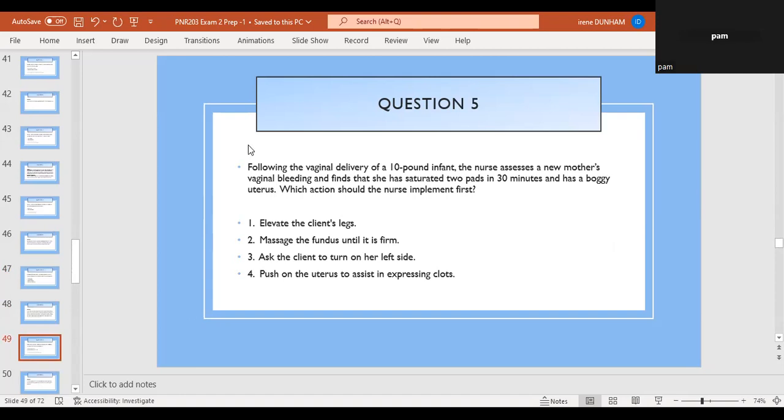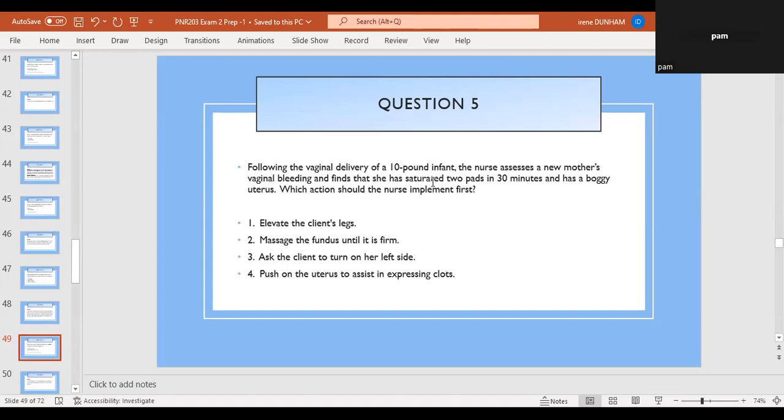Okay. Now, the next question. Following the vaginal delivery of a 10-pound infant, the nurse assesses a new mother's vaginal bleeding and finds that she has now saturated 2 pads in 30 minutes. Remember those pads I showed you a picture of? And now she has a boggy uterus. Not good. She had a big baby. So which actions should the nurse implement first?